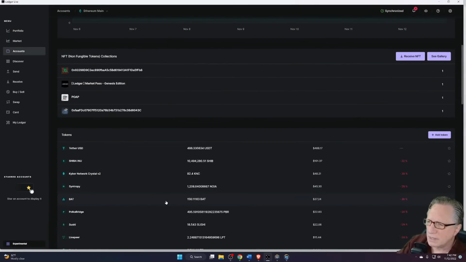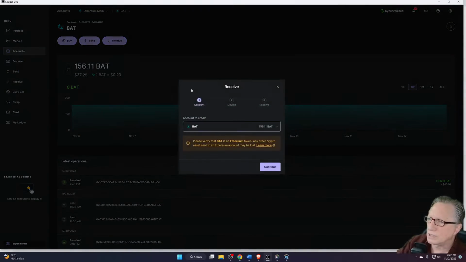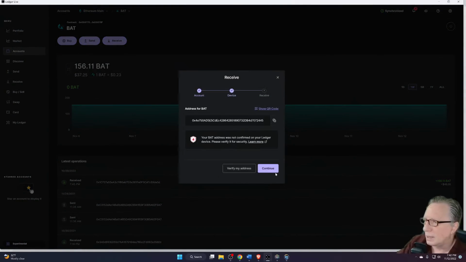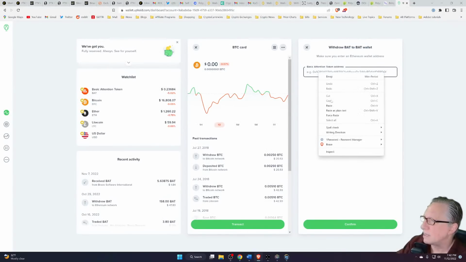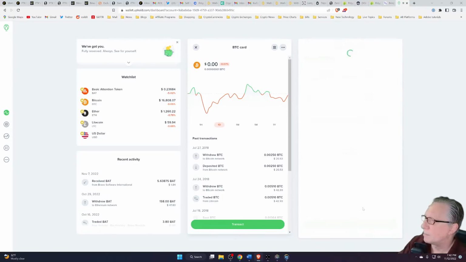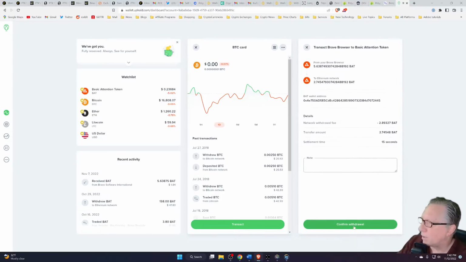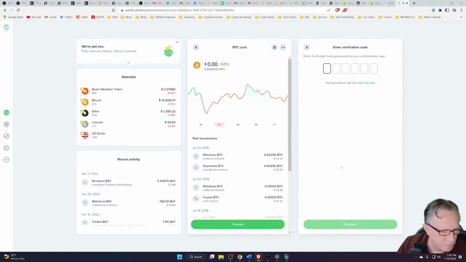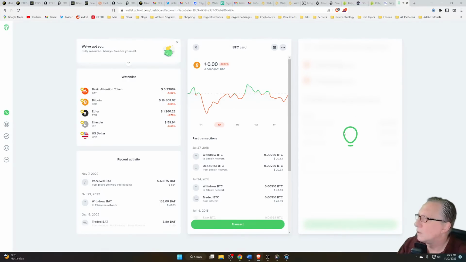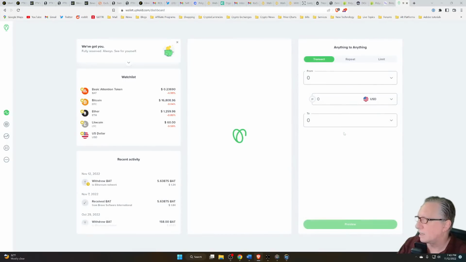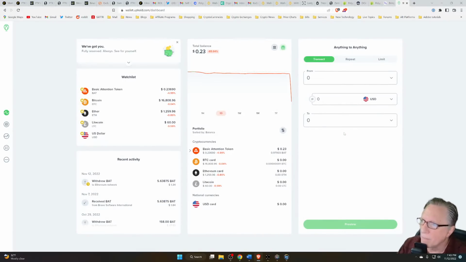I believe there is some BAT in here already. So we'll just get the address of my BAT wallet. Same address we've been playing around with most of the night. I'll paste it in here. Confirm. And they're probably not going to let me do this because this is such a small amount. But I'm going to try it anyway. Continue. Are they going to let me do this? Oh my God. Okay. So they said they did.